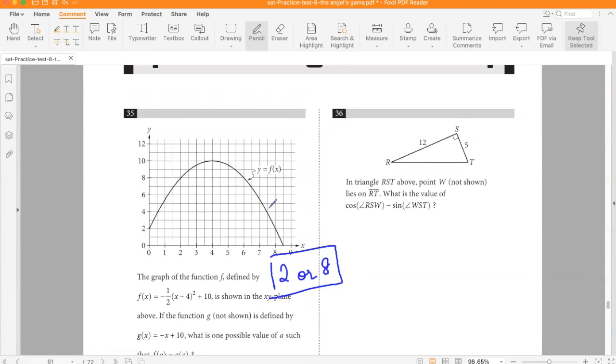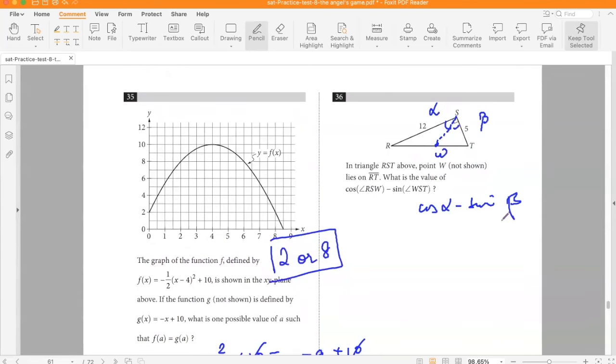In triangle RST above, point W, not shown, lies on RT. What is the value of cos RSW minus sine WST? Okay, let's say this is W and cos RSW. So let's say this is alpha and let's say this is beta. So we have to find cos alpha minus sine beta.